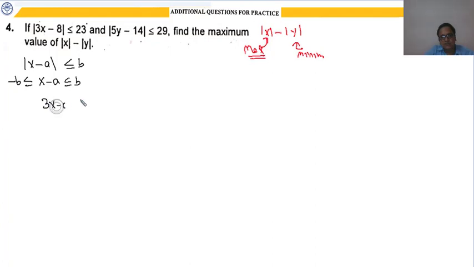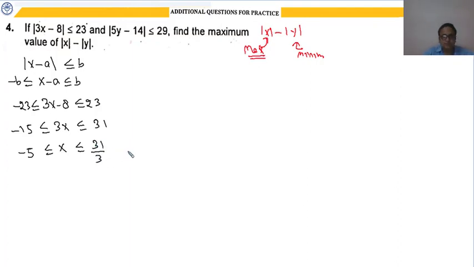Let's solve this. 3x minus 8 is less than or equal to 23, greater than or equal to minus 23. So we add 8 on all sides, we get 3x less than or equal to 31, greater than or equal to minus 15. We divide by 3, x is greater than or equal to minus 5, less than or equal to 31 by 3. Now simplify the second part.